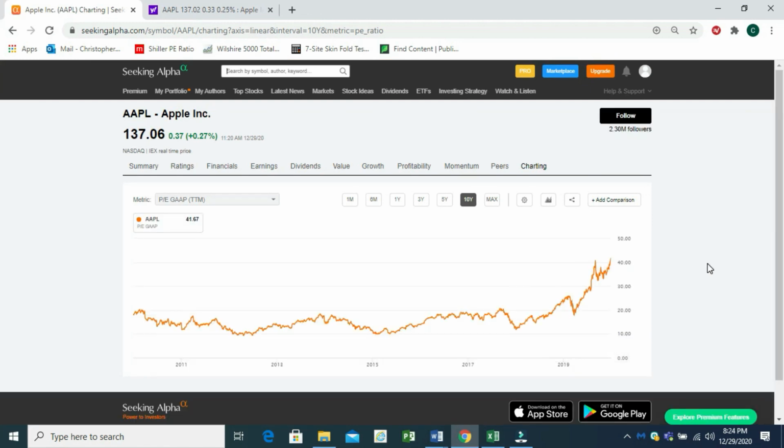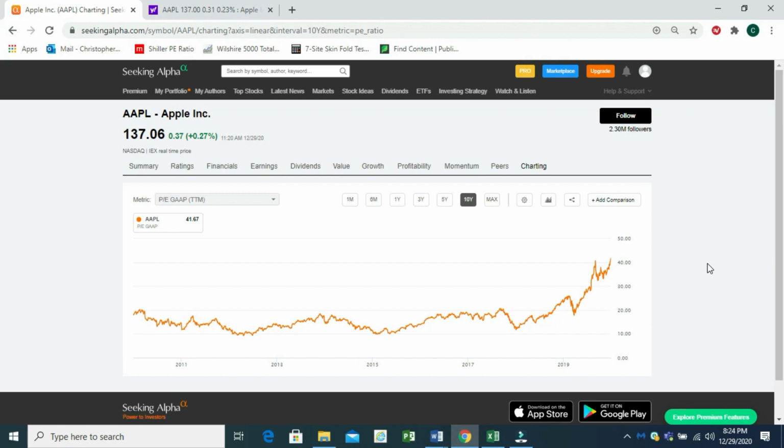Which is right here. So what you can see, and what maybe most of you are seeing in the markets, is we are definitely in a bit of a tech bubble. And you can see that Apple has a PE ratio that, I think, is 40 right now. It's a little bit over 40, 41.67. And you can tell that's not the historic average of Apple.